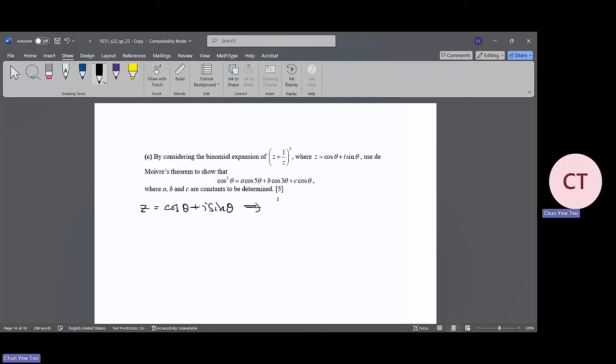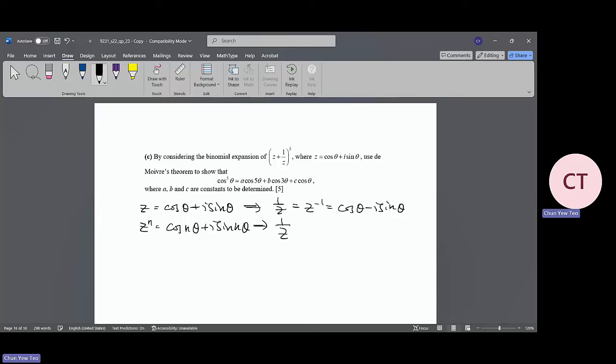So we make 1 over z become z to the power negative 1. Then you get cos theta minus i sin theta. So z plus 1 over z. I think we can foresee this kind of question, as it is quite routine in past year exam questions. So we know that we need to do z to the power n. By applying De Moivre's theorem, we will get this.